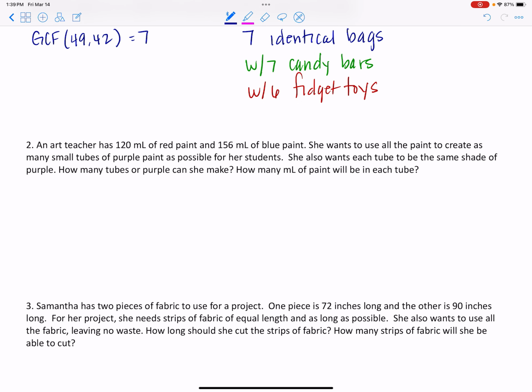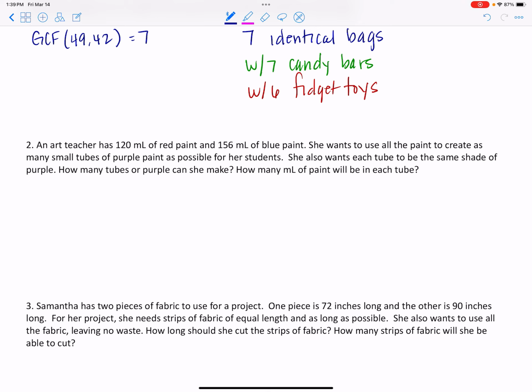You've got an art teacher that has 120 milliliters of red paint and 156 milliliters of blue paint. She wants to use all the paint, so no leftover, to create as many small tubes of purple paint as possible. If you haven't done art in a while, when you mix blue and red, you get purple. So she wants to make these small tubes of purple paint using the blue and the red that she has.